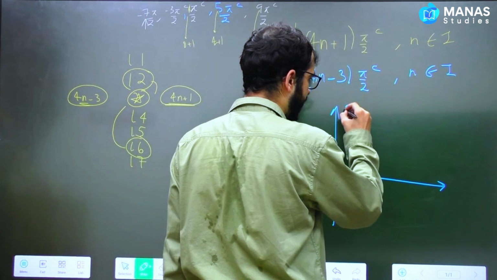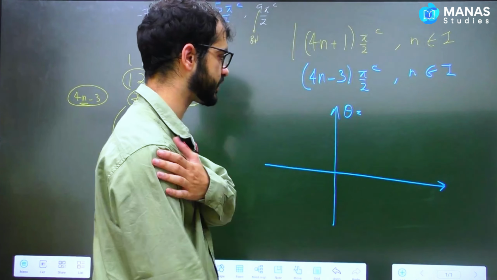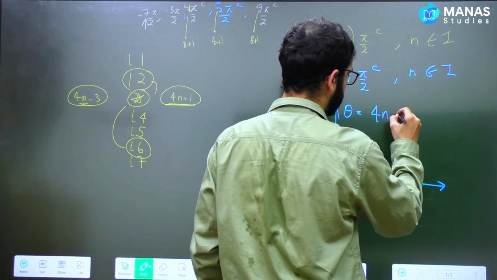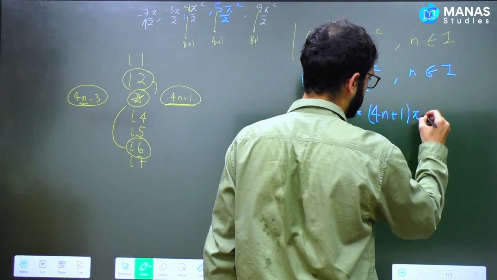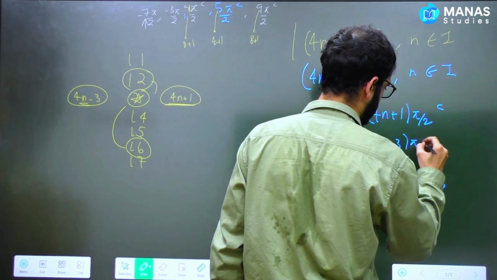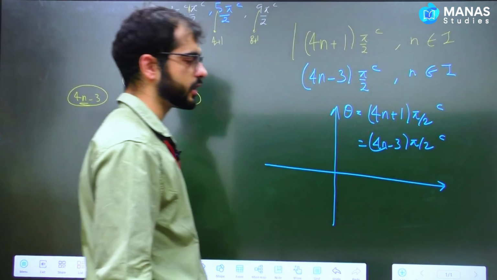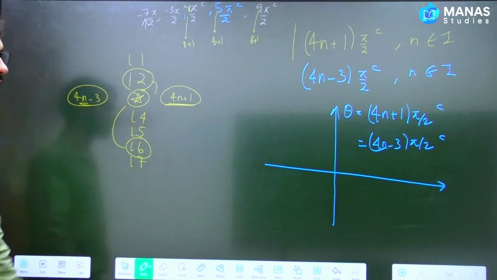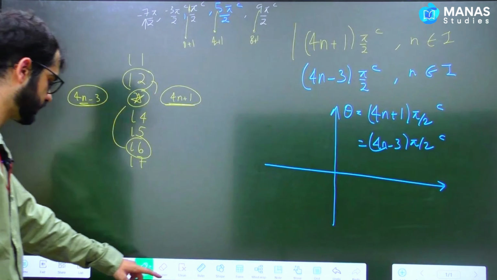So the general angle corresponding to positive y-axis is either going to be 4n plus 1 pi by 2 radians, or it is going to be 4n minus 3 pi by 2 radians. Please note it down, then I'll move forward to negative y-axis. Okay.